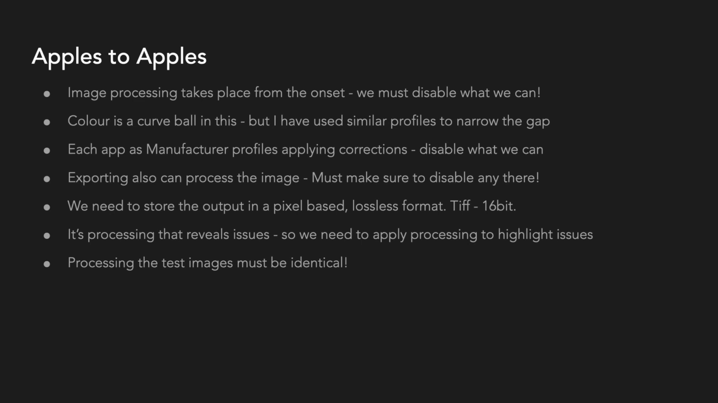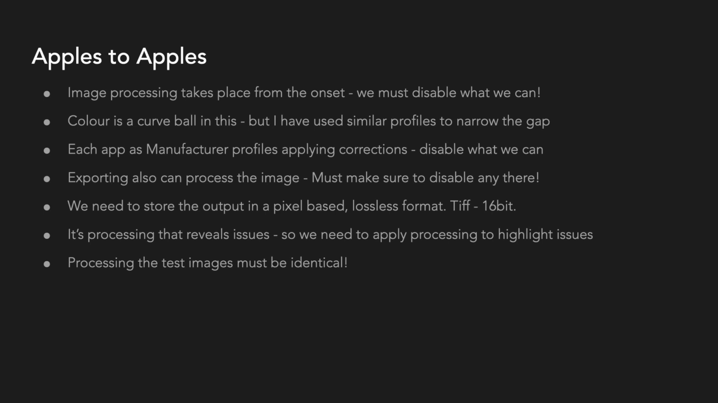And the other aspect is that it is processing that reveals the issue, right? So sometimes to evaluate the source, we need to look at the end result in an exaggerated form, and this is the art of tech checking that I talked about before. We need to apply some processing to it to peer into that source to see if there are issues. And we want to do that exactly the same to each of our source images.